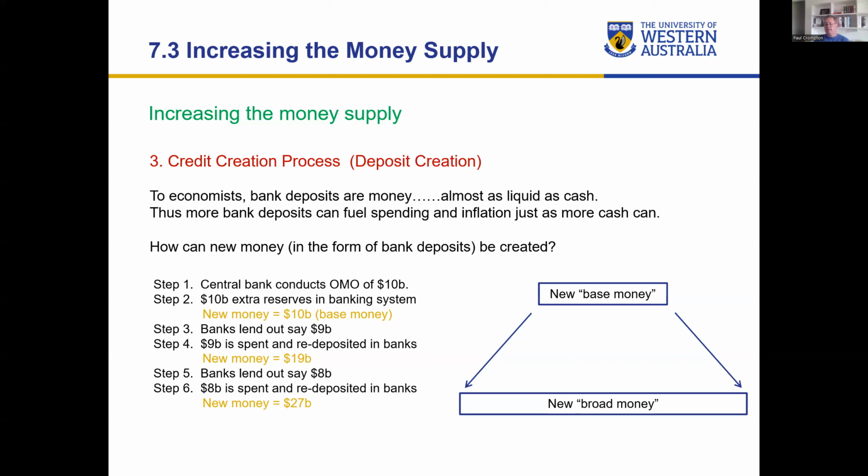So what have we got now? We've got the original $10 billion. We've got the $9 billion, which is in the bank account of the third person, and we've got $8 billion in the bank account of the fifth person. What's going to happen to the 8 billion? It's going to be loaned out again. Well, 7 billion will be loaned out. And then we'll have $7 billion worth of new money.